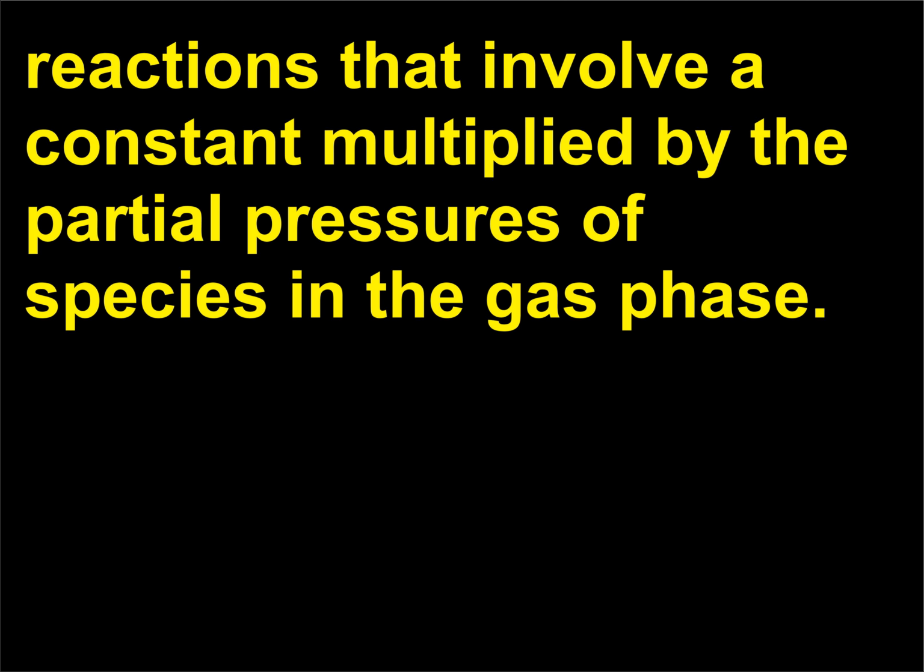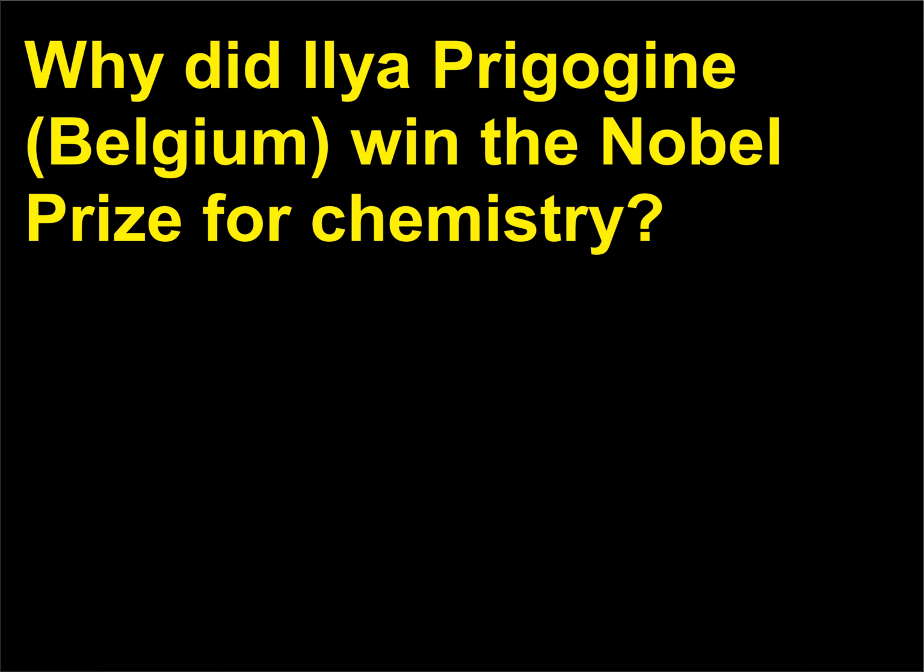Why did Ilya Prigogine, Belgium, win the Nobel Prize for Chemistry? For his contributions to non-equilibrium thermodynamics, particularly the theory of dissipative structures. Non-equilibrium thermodynamics is traditionally considered a particularly hard topic to address, because the assumptions one can usually make regarding the behavior of molecules are thrown out the window.